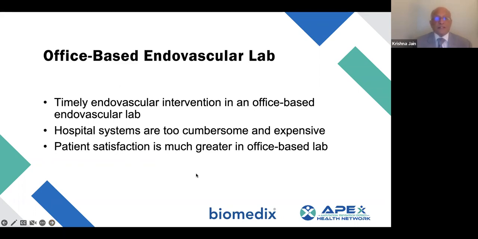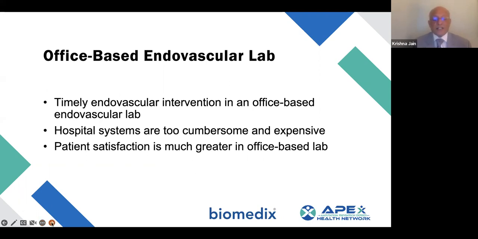So why an office-based endovascular lab? Why not the hospital-based cath lab? Because timely endovascular intervention in an office-based lab is critical. Most endovascular labs are managed by doctors, so they're office-based, privately owned, and they can change the schedule and do the procedure the next day instead of going through the hospital scheduling system, which is extremely complicated and difficult. Hospitals are very cumbersome and expensive, as all of you know that.